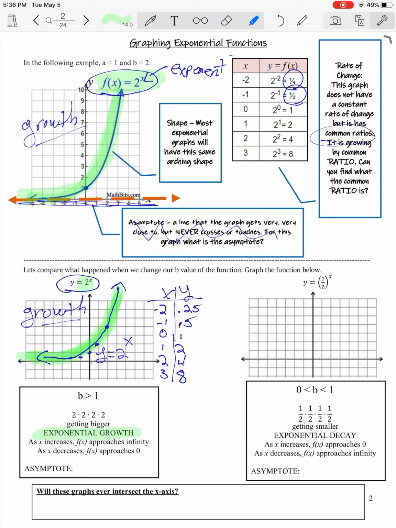That right there, the 2 is the B. Okay? So whatever I highlighted is what you can use in your notes. The next one, let's now graph the next one.